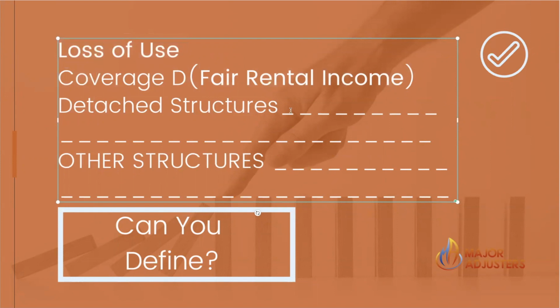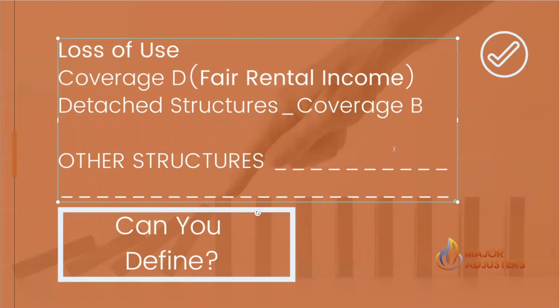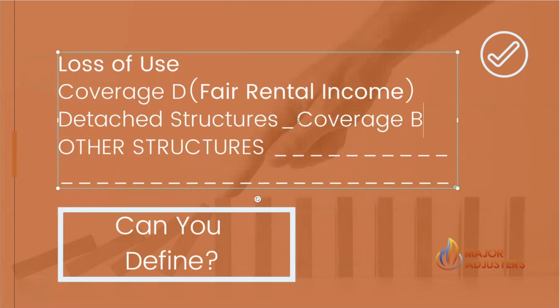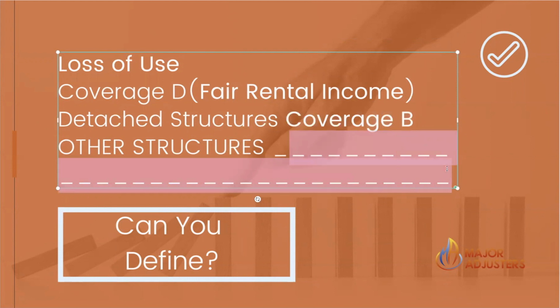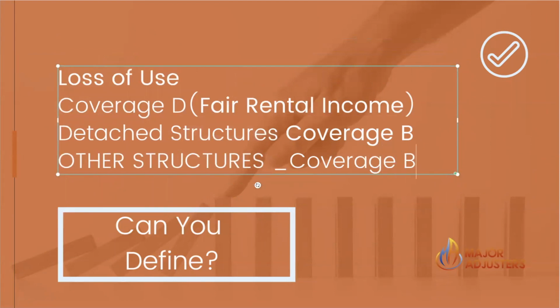Your detached structures, which coverage is that under? Coverage B as in Bravo. On the test, your coverage B is usually 10% of coverage A. 10%. Now, your last one here is other structures. What's that covered under? A little bit of a trick question here, but not really. Coverage B, other structures or detached structures could be considered interchangeable. And again, it's that 10%.